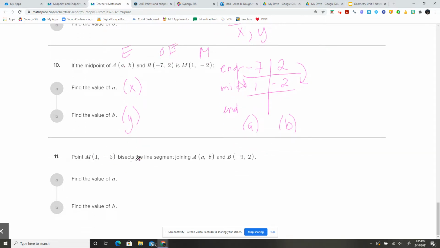Point M bisects the line joining A and B. So if you're not sure, you can draw A and B, and M bisects it. That just means those two segments are the same. So A, I don't know what that is. M is 1, -5, and B is -9 and 2. I have an endpoint, and I have a middle point, and I want to find out what my other endpoint is. So we're going to follow the pattern. Okay. That's it, guys.